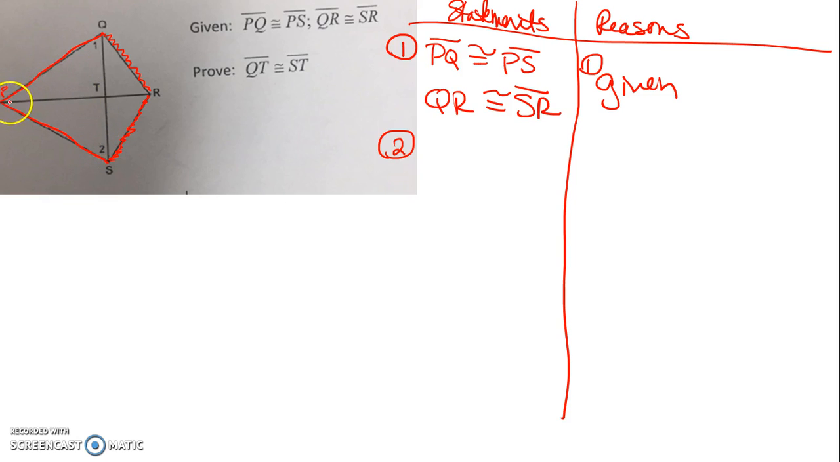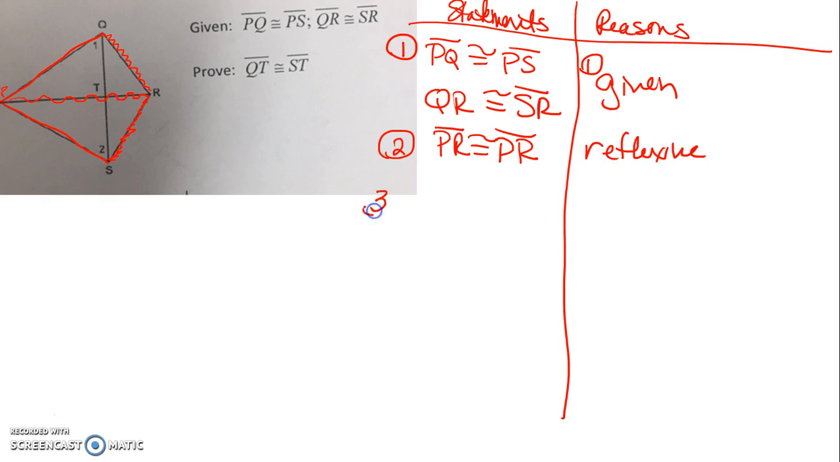But as soon as I see that, I say to myself, oh, wowza. Just by my reflexive property, I have another side that I can say is equal, and therefore I'll have this triangle here congruent to this triangle here. So the first thing I'm going to do is get the large triangles congruent, and from that, get these smaller triangles congruent. So the next step for me is going to be PR is congruent to PR. That's your fave, reflexive.